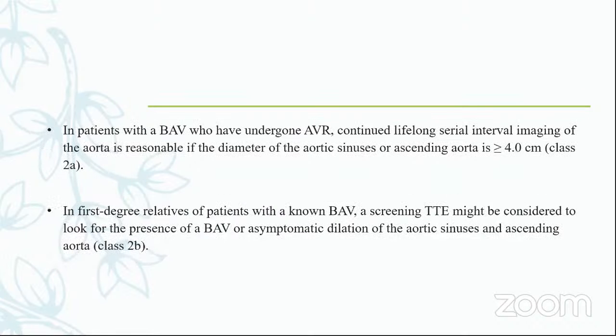In patients with bicuspid aortic valve who have undergone AVR, continued lifelong serial interval imaging of the aorta is reasonable if the diameter of the aortic sinuses or the ascending aorta is more than 4 centimeters, and this is also a class 2A indication. In the first degree relatives of patients with bicuspid aortic valve, screening with transthoracic echo might be considered to look for the presence of bicuspid valve or asymptomatic dilatation of the aortic sinuses and the ascending aorta. And this is class 2B.